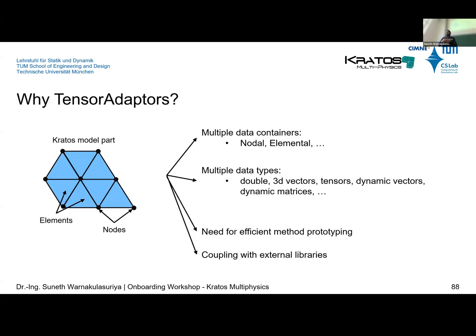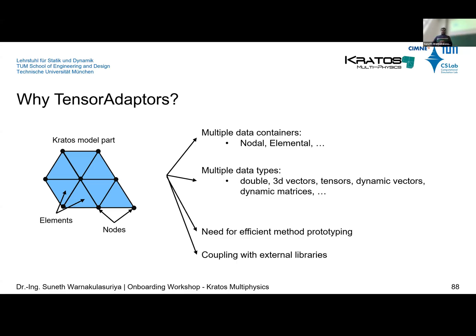why tensor adapters? As I explained, Kratos has multiple data containers. It can be nodal, it can be elemental, it can be in the condition, it can be in the model part. There are a lot of places. Some I didn't even mention, like degrees of freedom also is a data value container. Master-slave constraint is also a data value container. There are a lot of things which I didn't mention because I didn't want to go into exact details of everything.